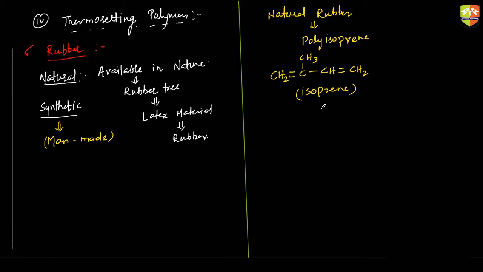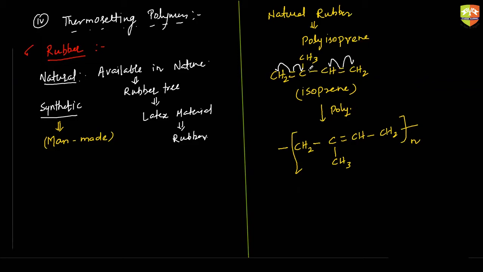And when this goes under polymerization, it forms polyisoprene. The structure is CH2, C double bond CH, CH3, CH2, and the open-ended side, n. This you can understand by free radical mechanism. This bond pair comes over here, this goes here, so this and this form a double bond here, and this is then open. So this is the repeating unit.